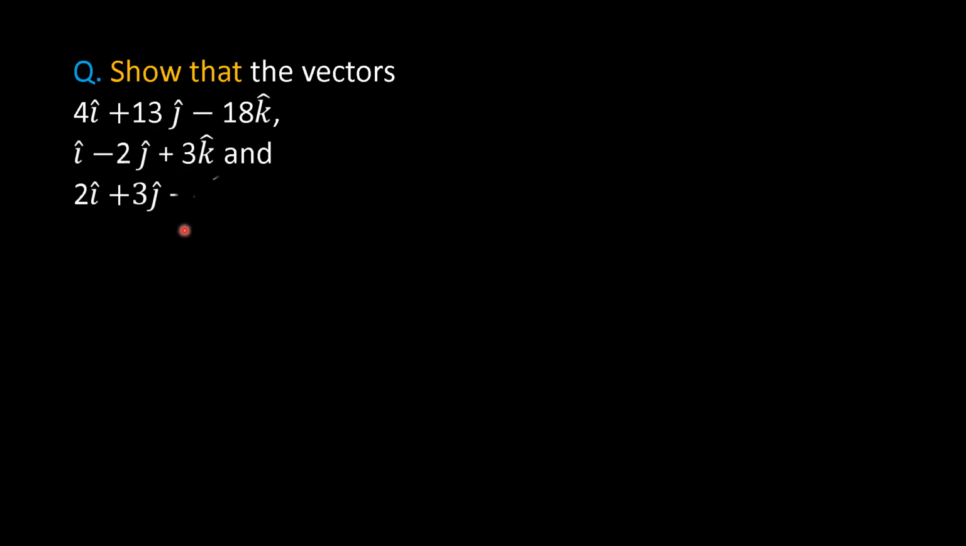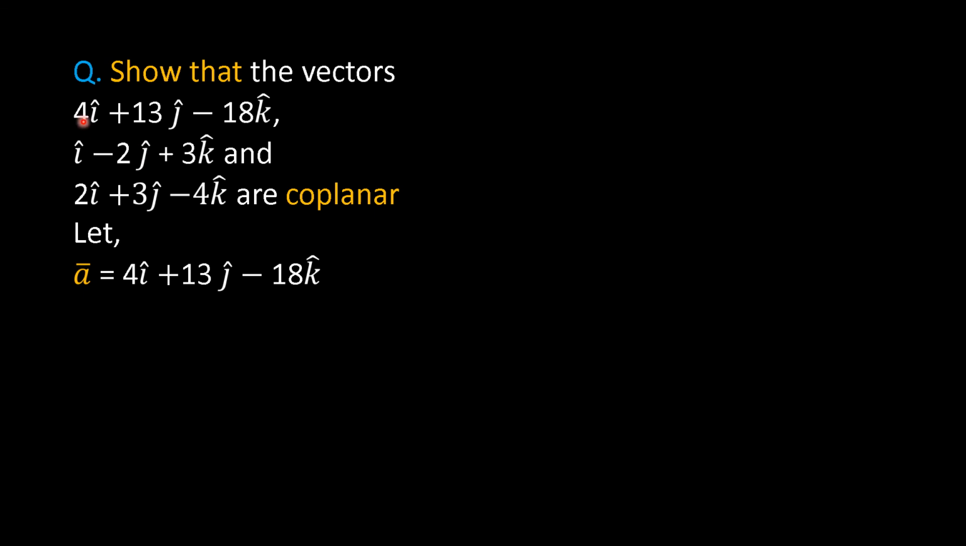In this question, we have to show that the vectors 4i plus 13j minus 18k, i minus 2j plus 3k and 2i plus 3j minus 4k are coplanar. First, we will name these three vectors. We will call the first vector a bar, the second vector b bar, and the third vector c bar. Since we have to show that these three vectors are coplanar, we have to check whether we can express any one of these vectors as a linear combination of the remaining two.